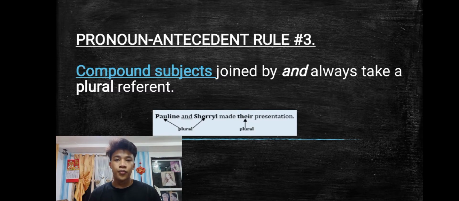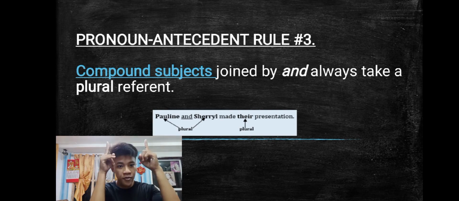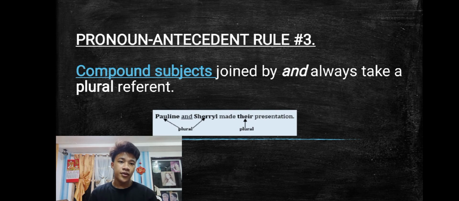Pronoun antecedent rule number 3: compound subjects joined by and always take a plural referent. The example is: Pauline and Cheryl made their presentation. The subject is Pauline and Cheryl, which is plural, and the other plural is their.